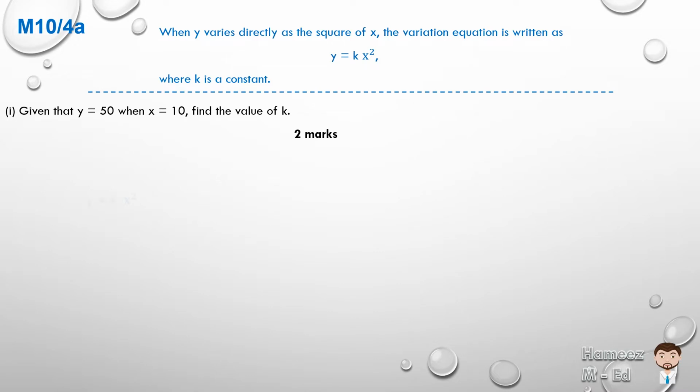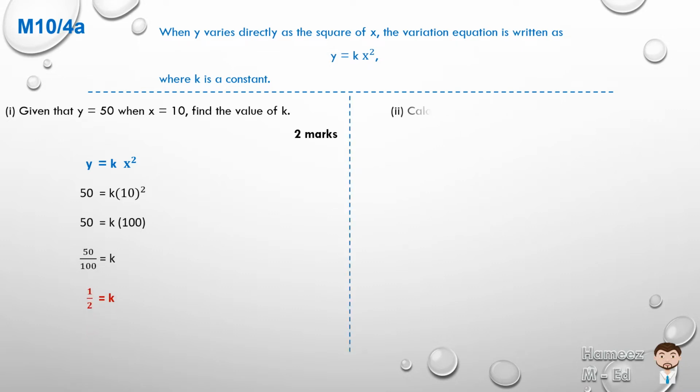So let's write our formula, y is equal to kx squared, and out of those 3 items, y, k, and x, we have 2 of them. So let's substitute. So 50 is equal to k times 10 squared. So 50 is equal to k times 100. As such, k is equal to 50 over 100. So k is equal to a half.